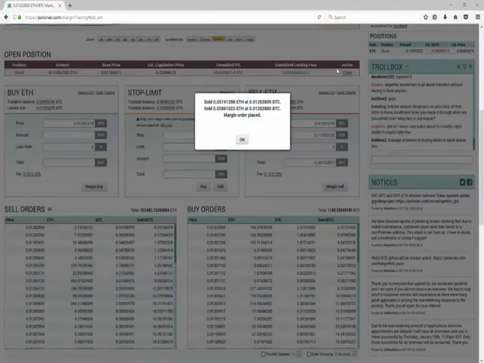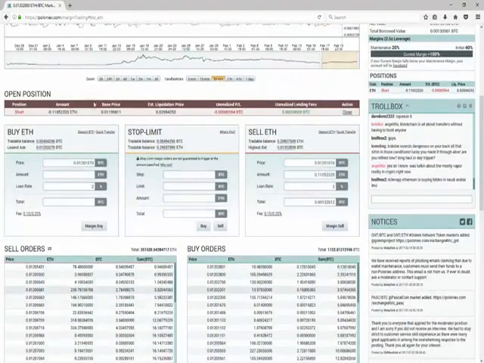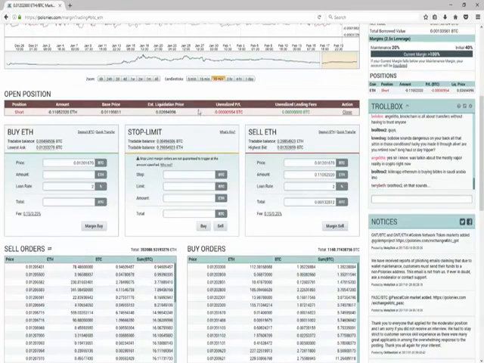So as you can see here, it says I've sold this amount of ETH, and the order was placed and executed. So it shows that I'm short, tells me the amount that I'm short, the base price, and the estimated liquidation price. So if the market moves up to 0.026, which is pretty far away, then I would lose everything in my account and get liquidated.